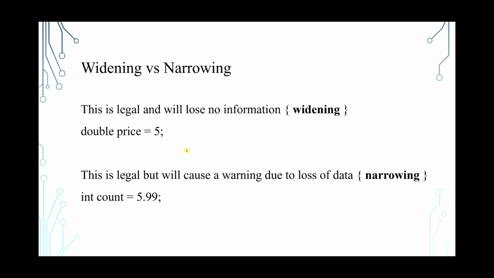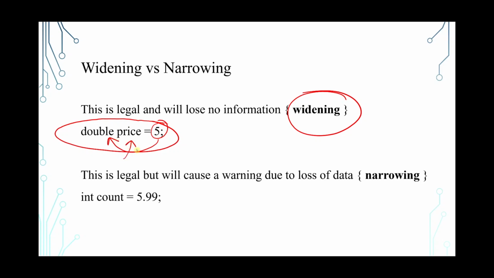So here's an example of widening conversion, and an example of narrowing conversion. This is legal and you will lose no information if you are doing widening. Double price equals 5. The 5 is going to be stored as a double in price, which is basically the compiler adding point 0 to convert it, because this is an integer literal, right? Storing that as a double literal, it's going to be adding the 0.0, adding more precision to it.